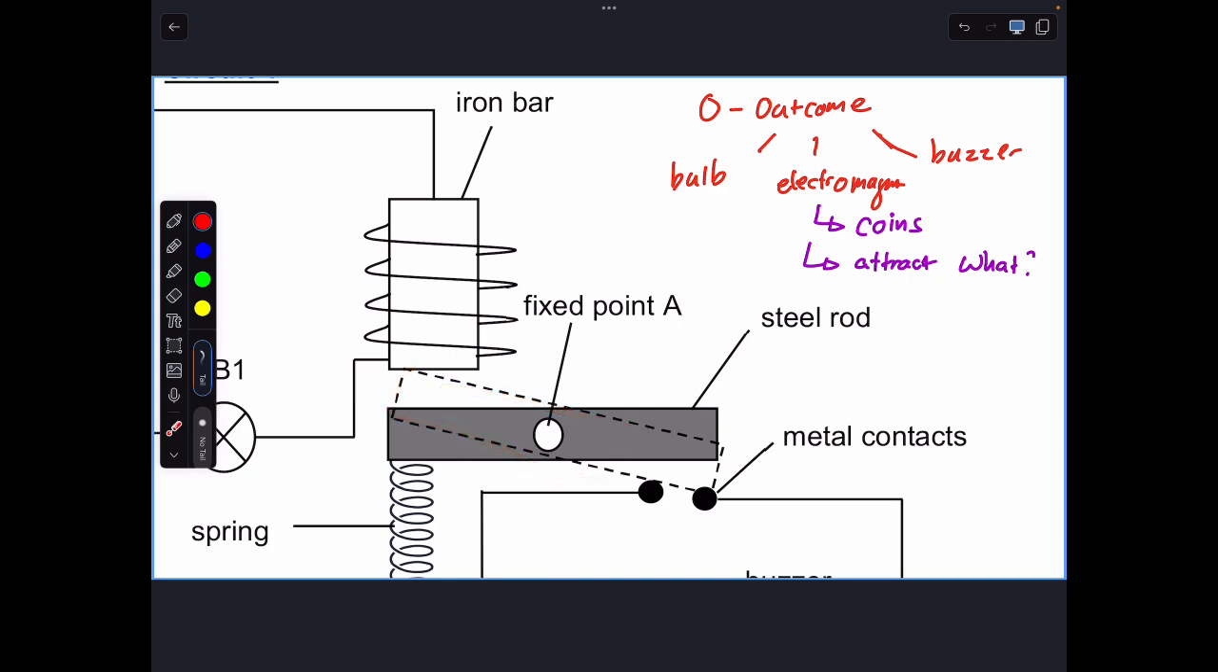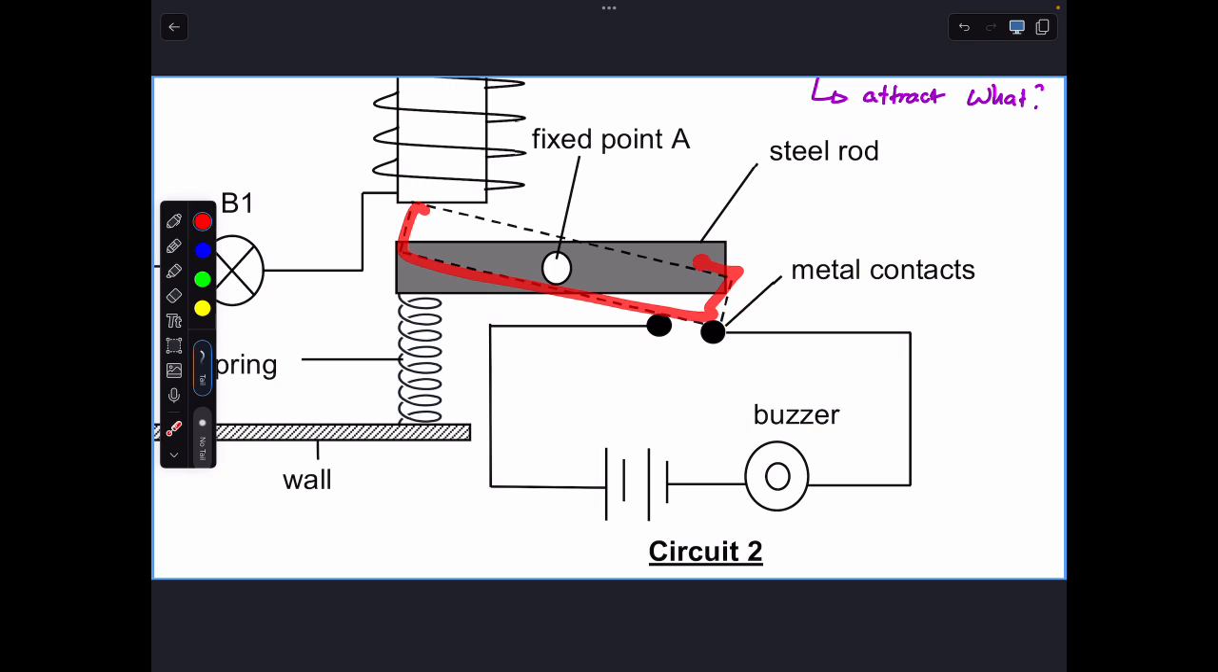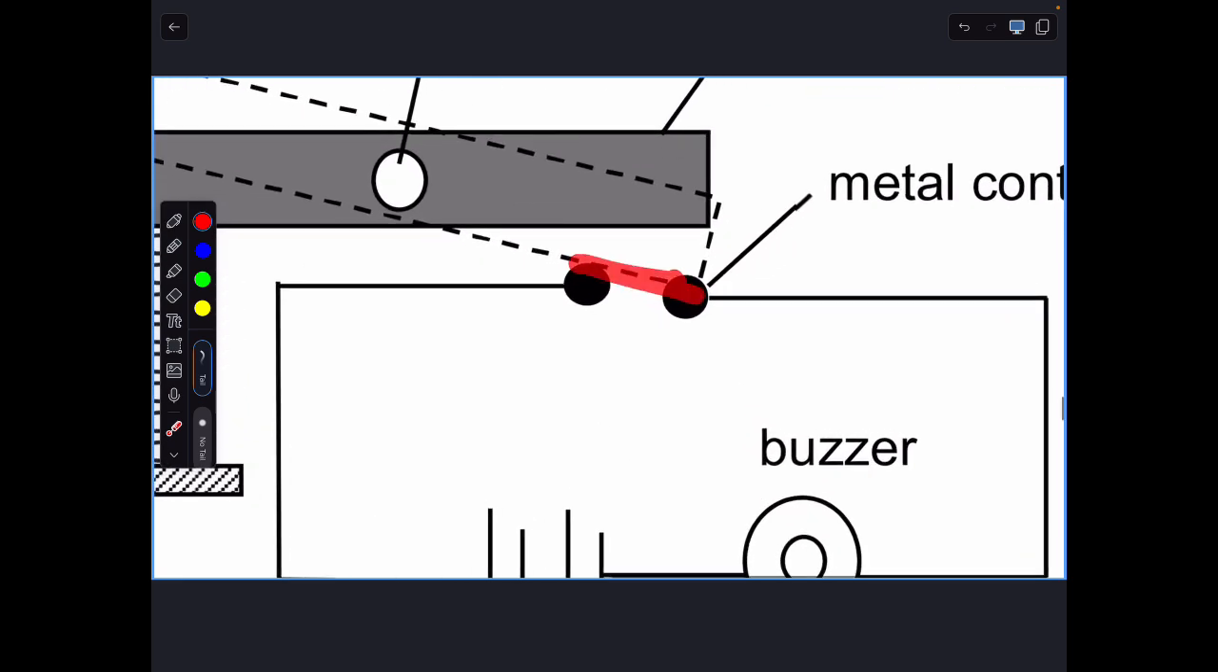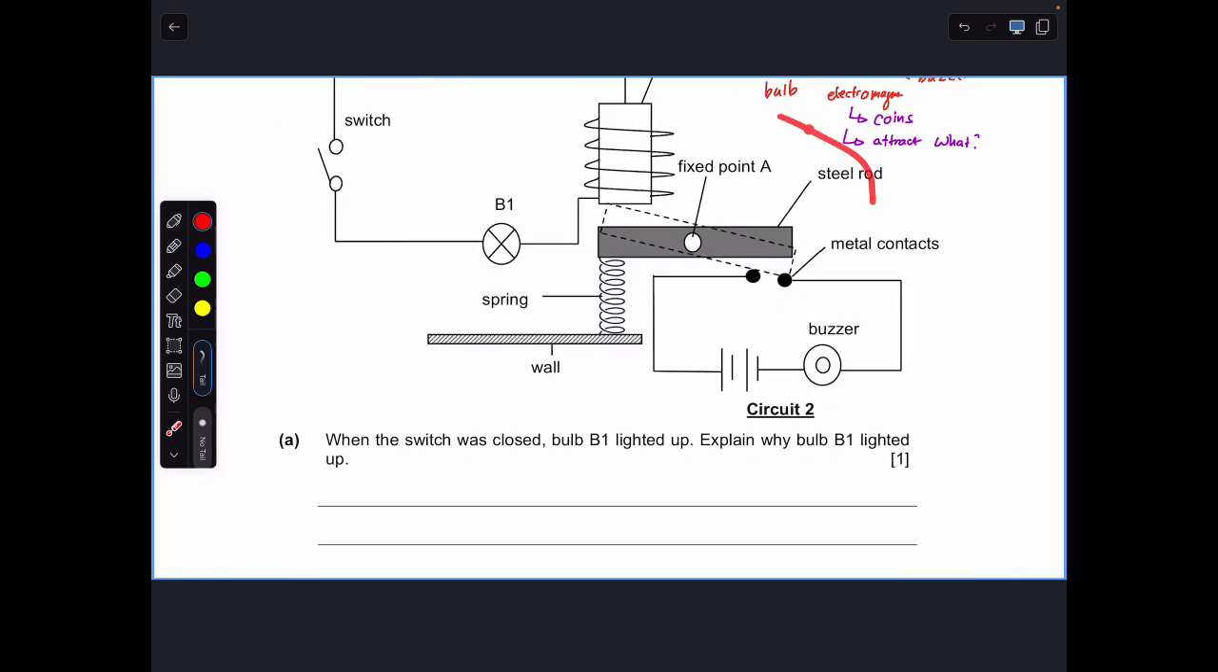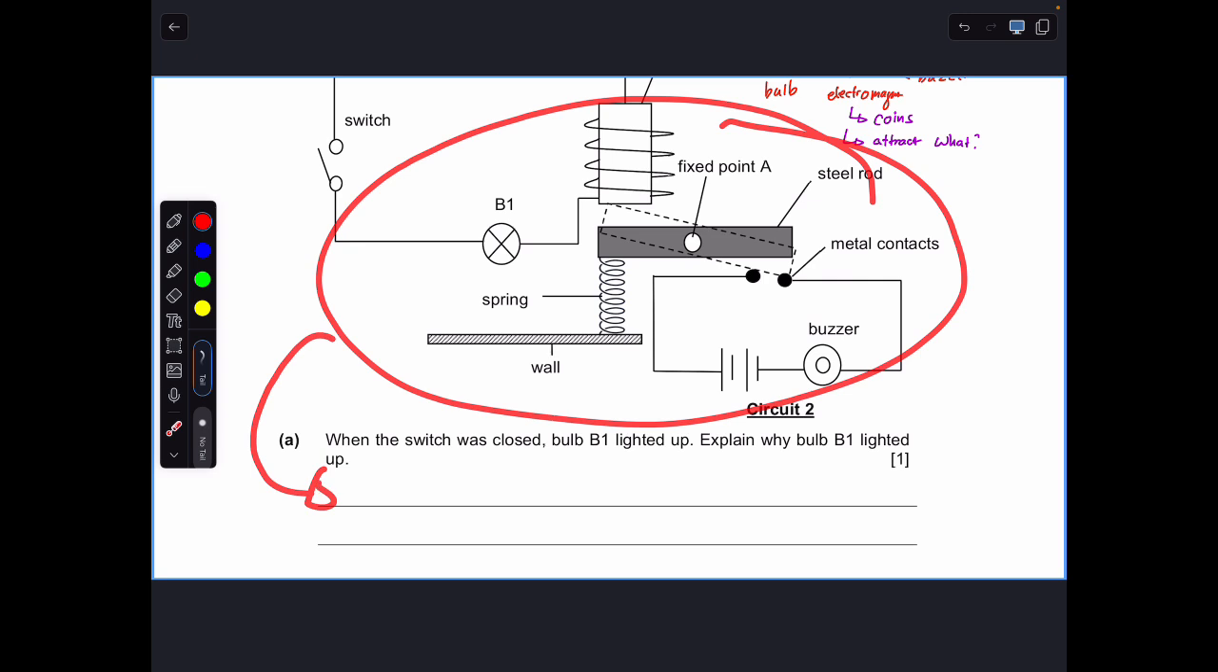And when this goes upwards, what's the consequence? The steel rod will actually touch the metal contact. This is the part that many of you did not say. That's why they drew it in such a way. Can you see it's touching? Once this is touching, it closes the gap between these two. Then you can sound the buzzer as well, because the circuit is now complete. It is closed, there are no gaps, and electric current can flow. So now you have an idea of what happens, and you can translate this into your answers.